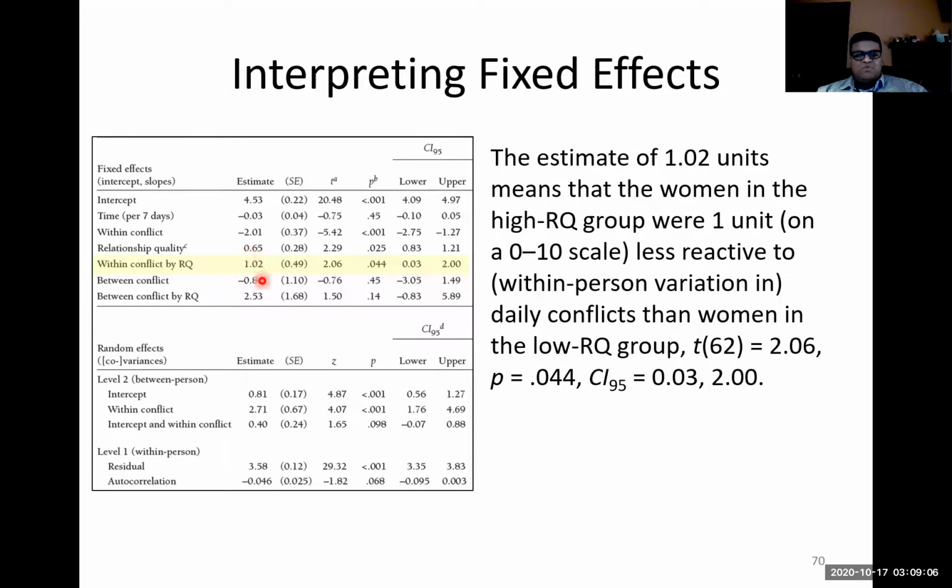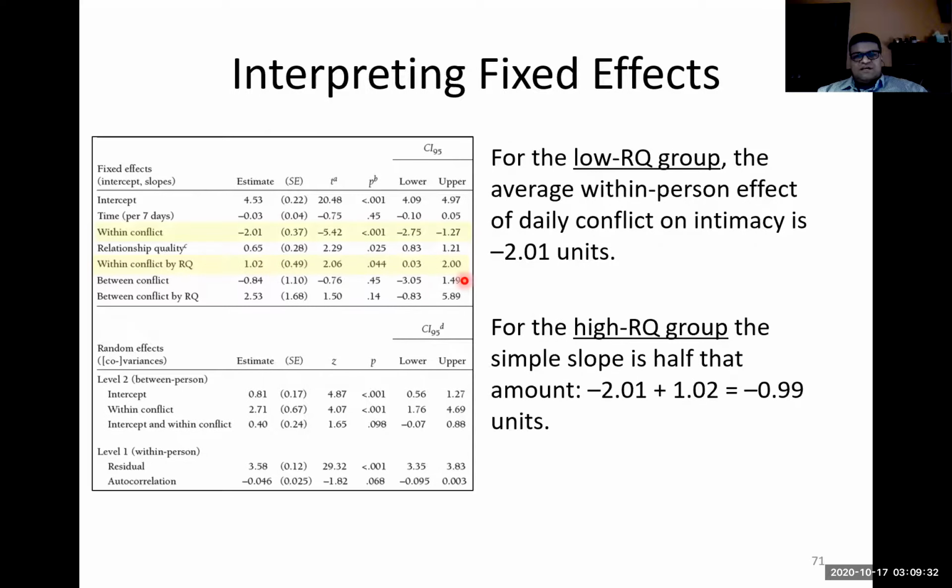But more importantly, it's a 1 unit difference in the within-person slope, 1 unit larger or higher in the slope indexing basically conflict reactivity when you go from a no conflict day to a conflict day in terms of the change in intimacy. So this is the cross-level interaction. The next slide essentially shows you how to make sense of the effect for the low relationship quality women, which is about -2 units.